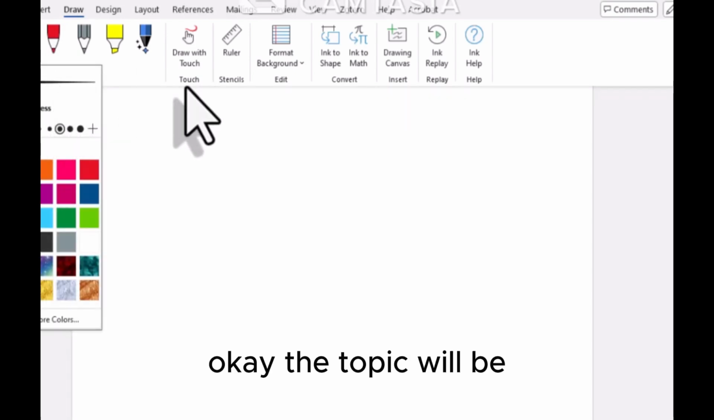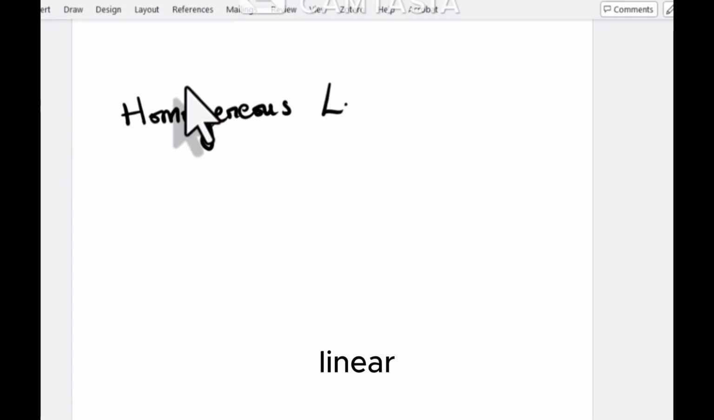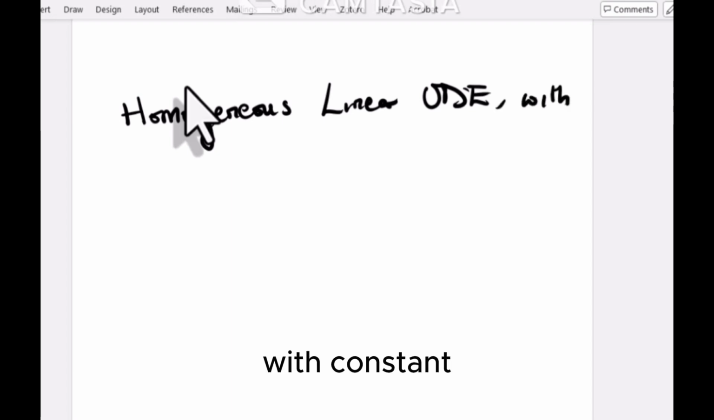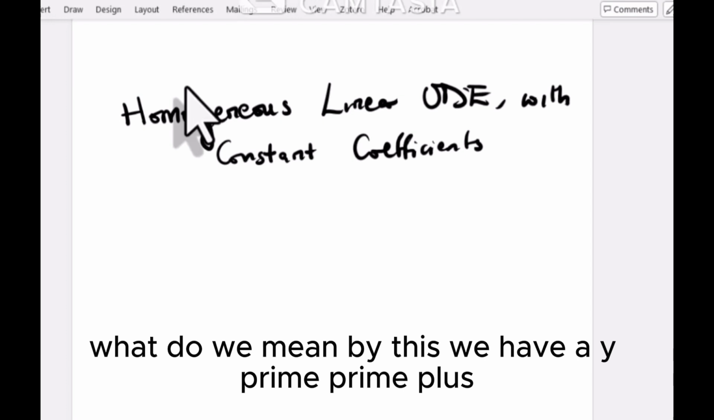Okay, the topic will be homogeneous linear ODE with constant coefficients. What do we mean by this?